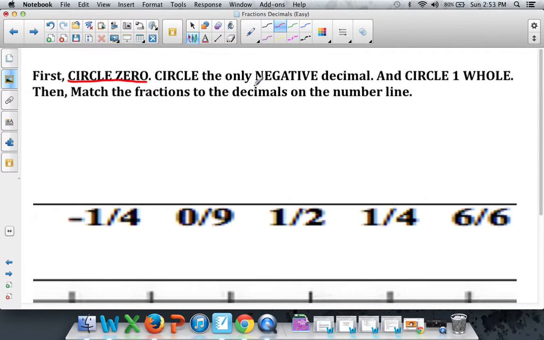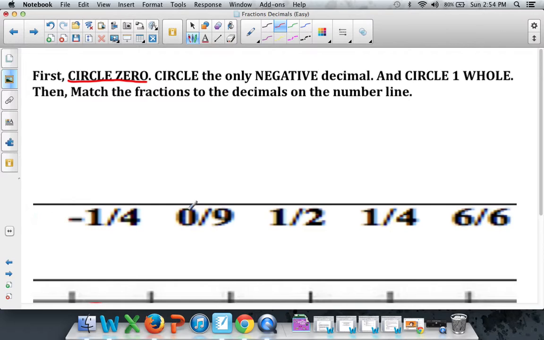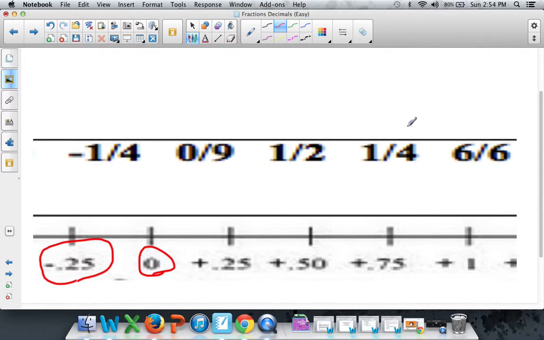Then circle the only negative decimal. Only one of these decimals is negative. And if you know on which side of 0 to look for, you should see it. There it is, negative 0.25. Oh, there's a timer. Almost done. And circle one whole. Where one whole is basically just 1 with no little decimal thingy. There it is, one whole.